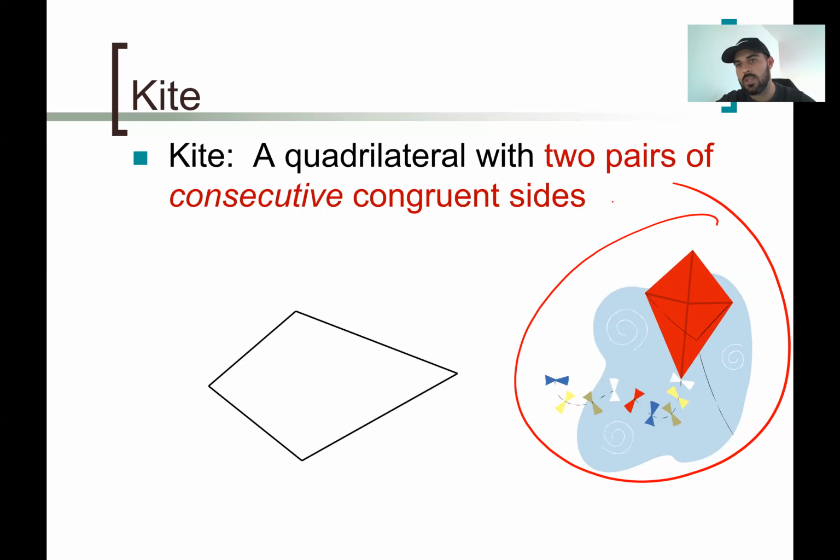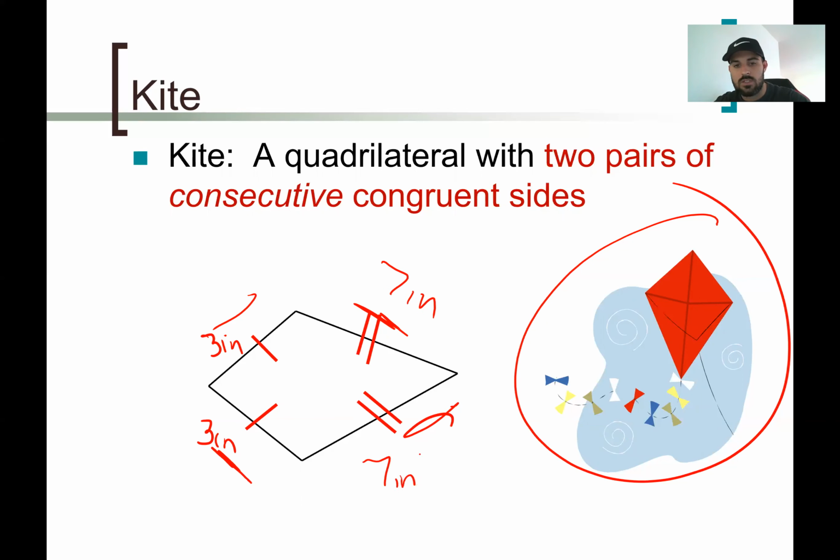So what does consecutive mean? So the side next to it. If I look right here at this side and this side, I can tell that they are congruent. So if this is 3 inches, this would be 3 inches. And then what's next to this side would be equal. So if this is 7 inches, this one right here would also be 7 inches. So the sides next to each other would be congruent.